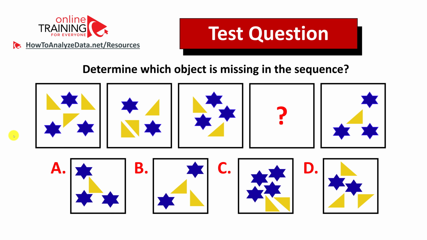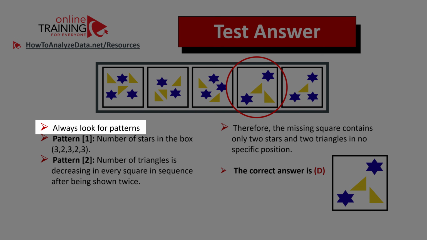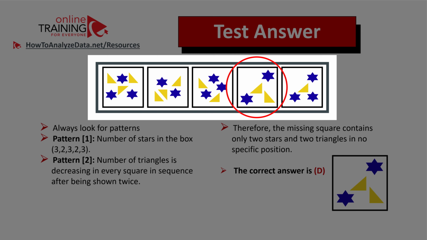Did you figure out the answer? Let's continue to see how we can solve and get to the correct solution together. I'm probably going to repeat myself again, but my advice to you is always look for patterns. So there are 2 patterns present here, and both patterns have number of objects.